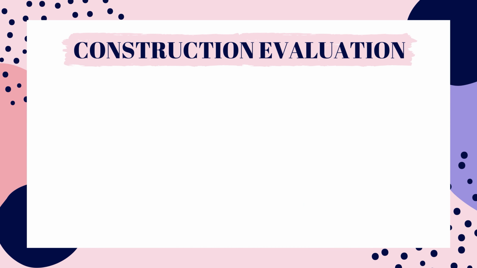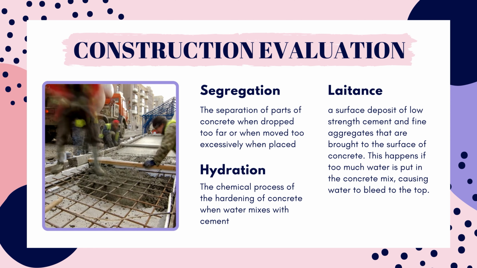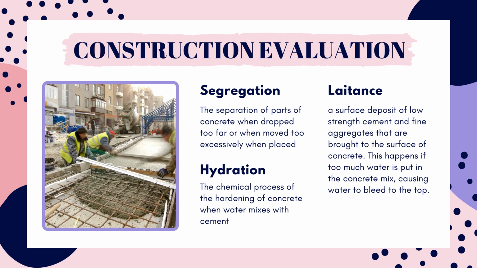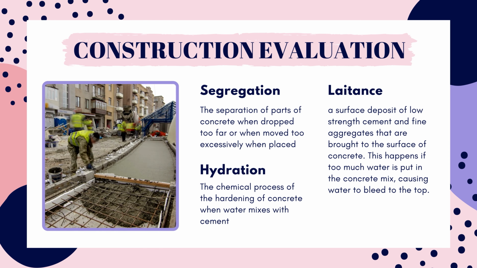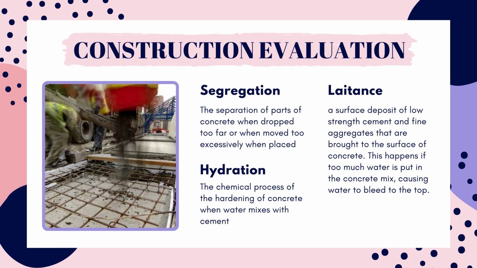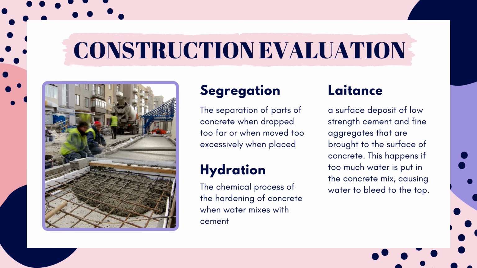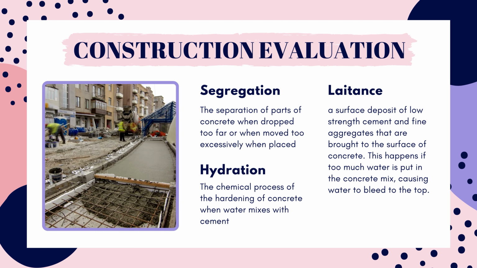The three other options in the question have to do with concrete. Segregation happens when concrete is dropped too far or moved too much when placing it. This causes components of the concrete to separate. Hydration is the chemical process of hardening concrete, and laitance happens when too much water is in the concrete mix, which causes fine aggregates to rise up to the surface.